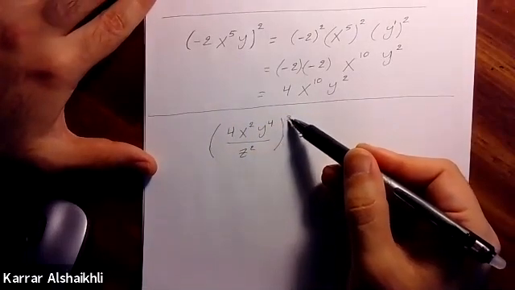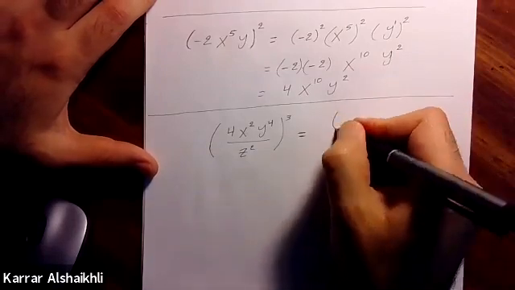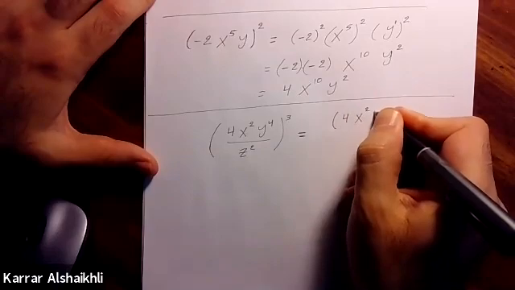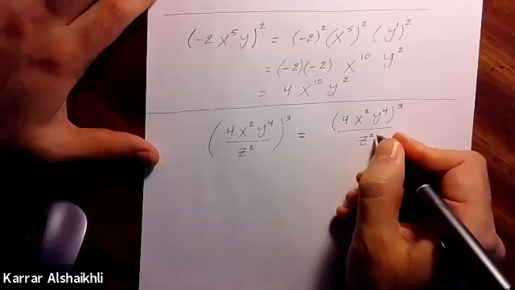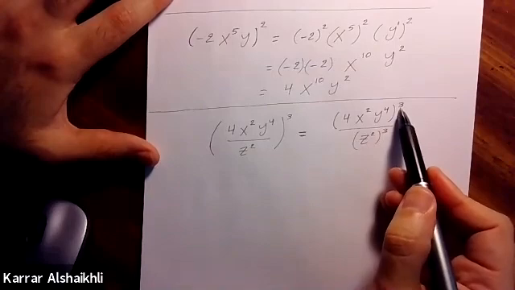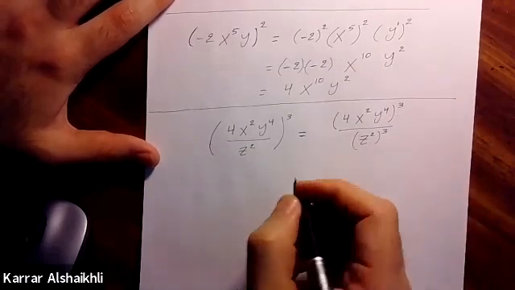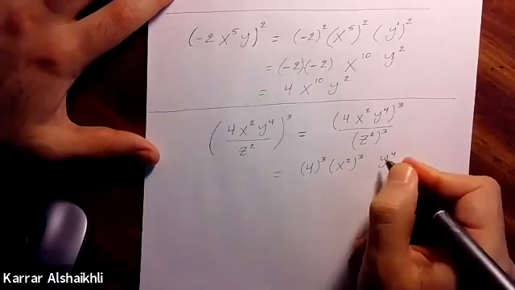So the first thing, we're going to distribute the cube on the top and then on the bottom. So it's going to be (4x squared y to the power 4) cubed over (z squared) cubed. Then on the top, you're going to distribute the cube on everything inside the parentheses. So this one is going to be 4 cubed, x squared cubed, y to the power 4 cubed, and everything over z squared.